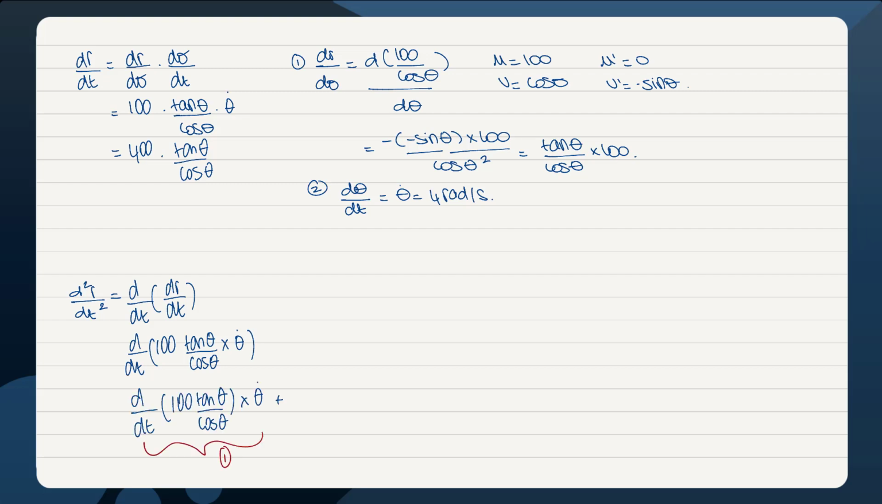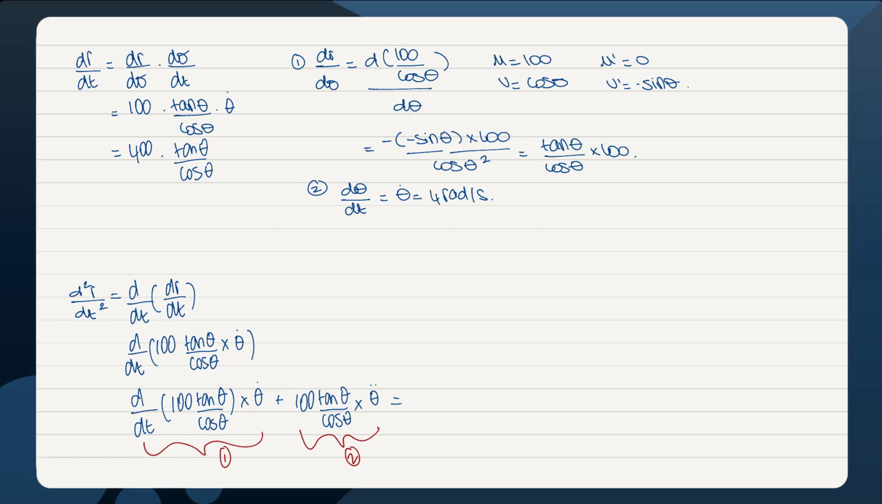And so it's d over dt of 100 tan theta divided by cosine theta, that's the u prime, times v, which is theta dot, that's the first term, plus v prime, which is theta double dot, times u, which is 100 times tan theta divided by cosine theta. So you can clearly see that the derivative of the product is the sum of two terms, u prime v, which is labeled by 1, and v prime u, which is labeled by 2. And so since we're adopting a systematic way of solving problems, let us develop each of these terms on their own.